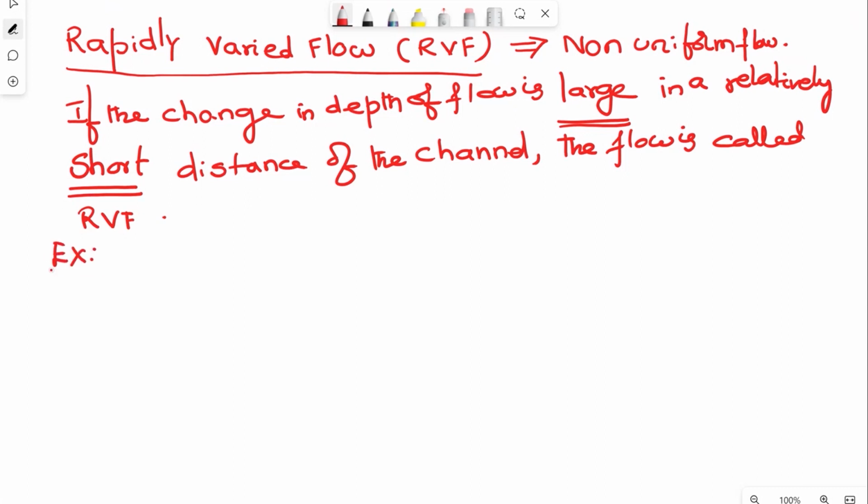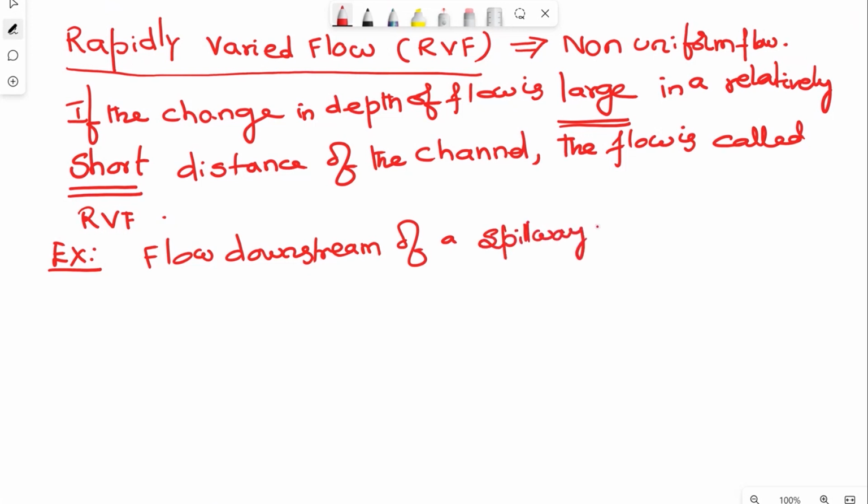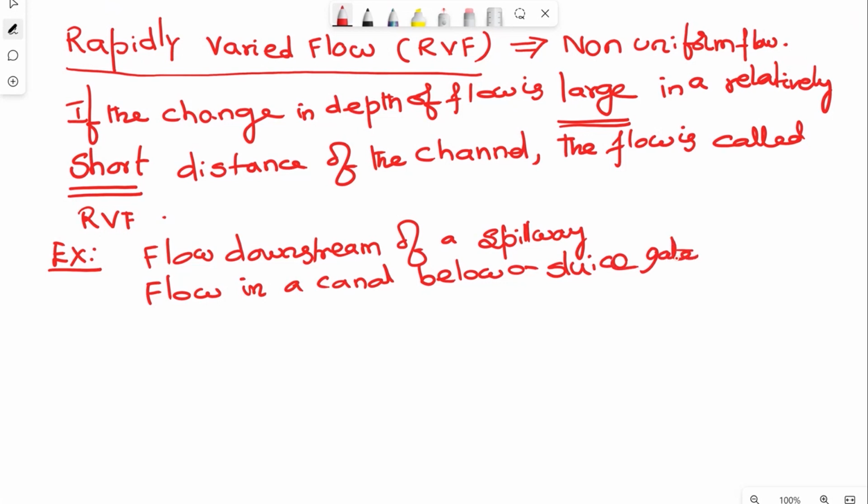Example: flow downstream of a spillway, and flow in a canal below a sluice gate. These are the two things.